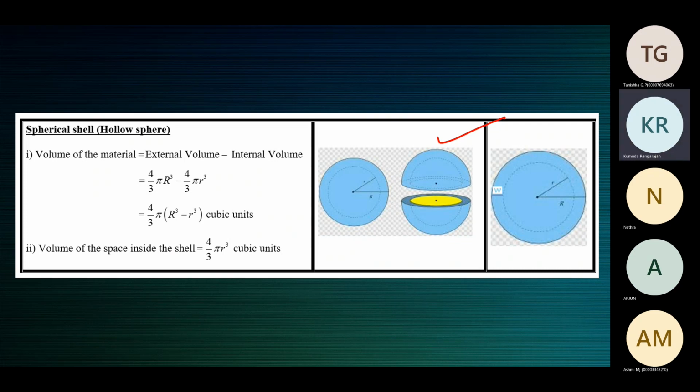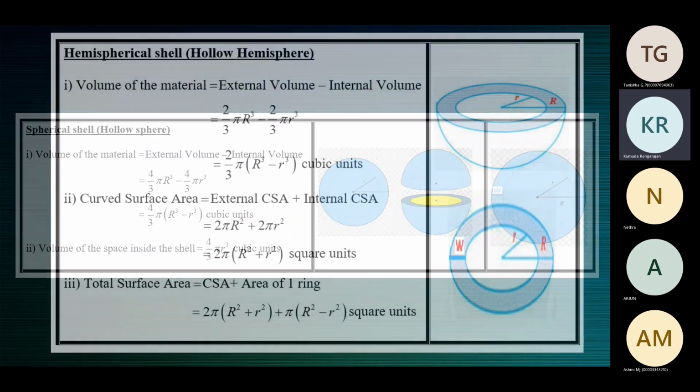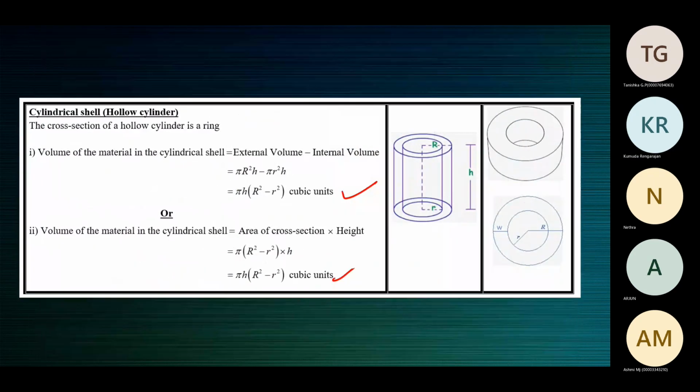There's a spherical shape inside, but it's empty. That's why we call it a hollow sphere. So again, whenever it is hollow, the volume is always external volume minus internal volume. And for a sphere, the formula we saw earlier, 4 by 3 pi r cube.